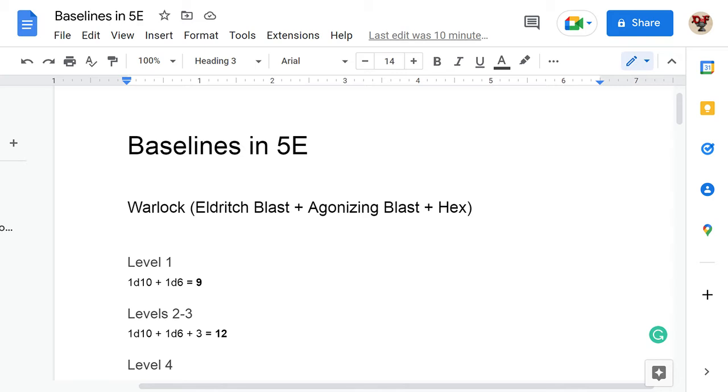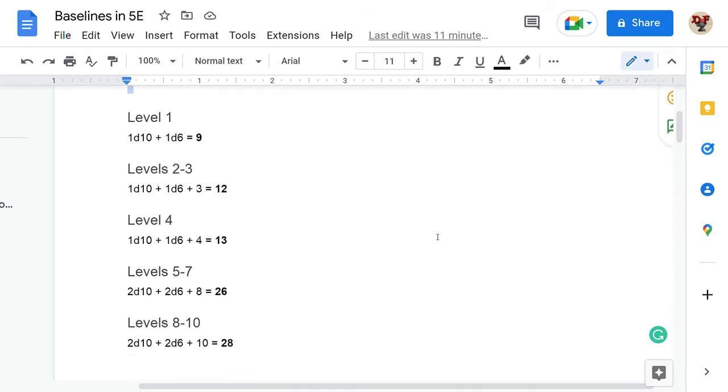So, the warlock in question is any old warlock with Eldritch Blast, Agonizing Blast, and Hex. So let's take a look what that looks like. And I have here just the relevant levels for when things increase. So we start off with 1d10 plus a d6 from Hex for 9 damage. These are the averages. Level 2, you pick up Agonizing Blast, so you can now start adding your +3 Charisma modifier.